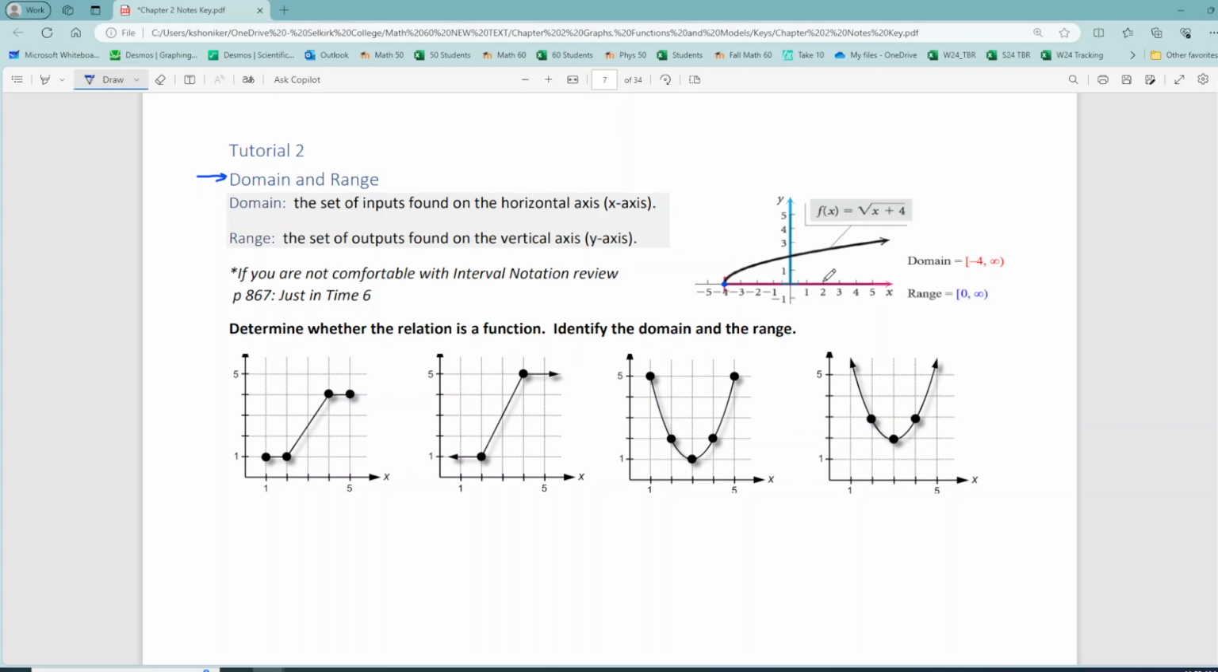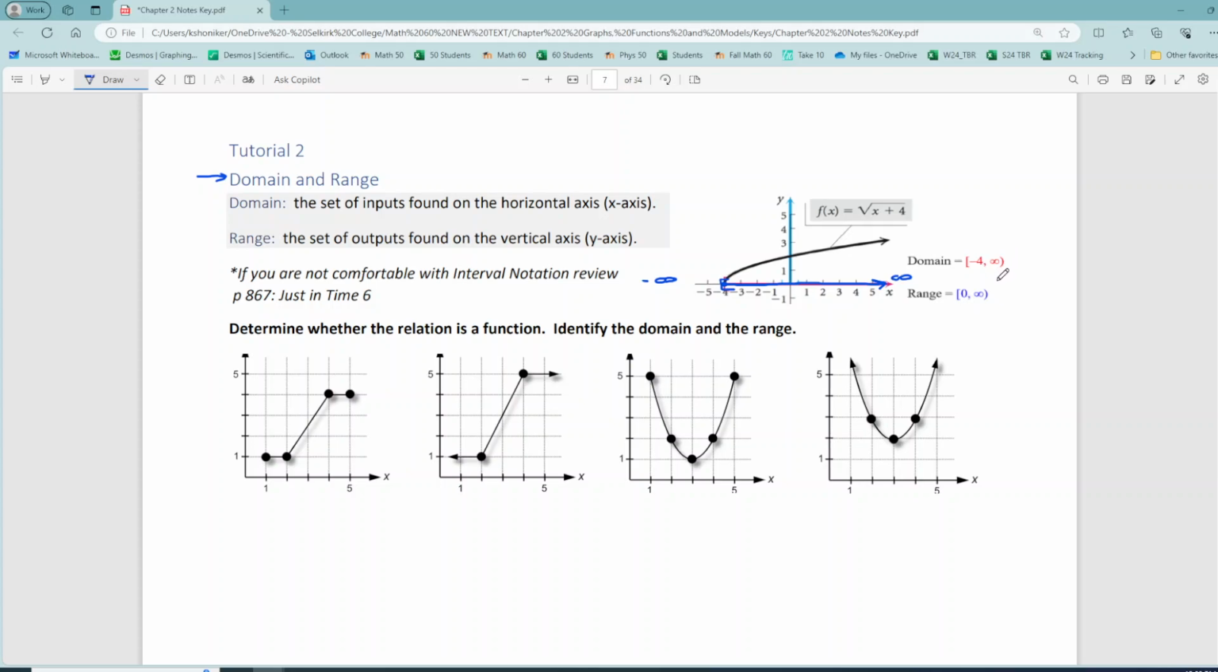And so you can see this pink line here is that the graph starts at -4, and then it has all the x values to the right. And this graph would extend to positive infinity in this direction and to negative infinity in this direction. So the domain of this graph is -4 with a square bracket to infinity with a round bracket.